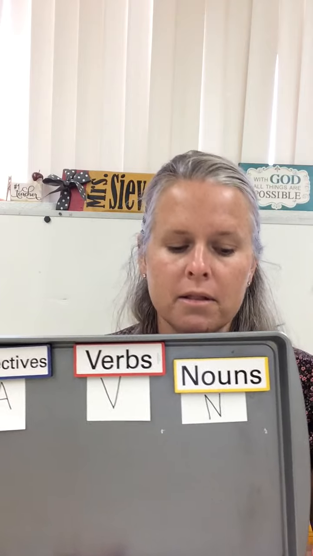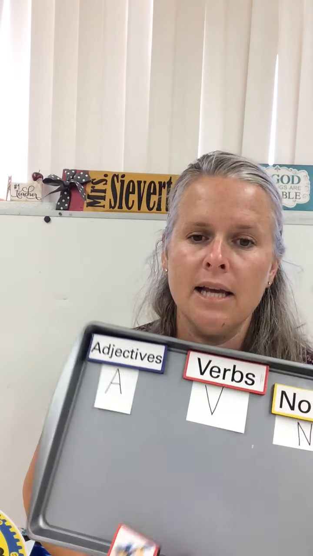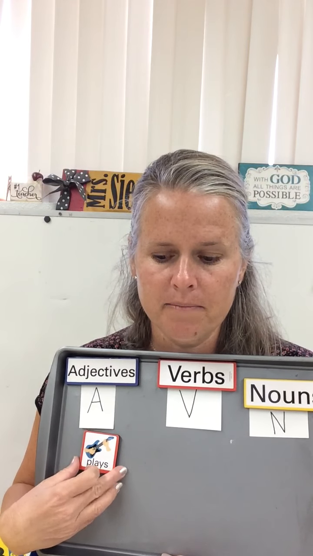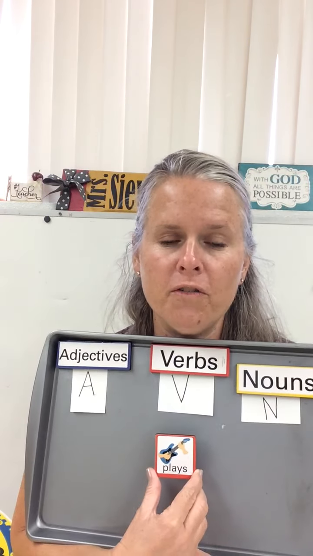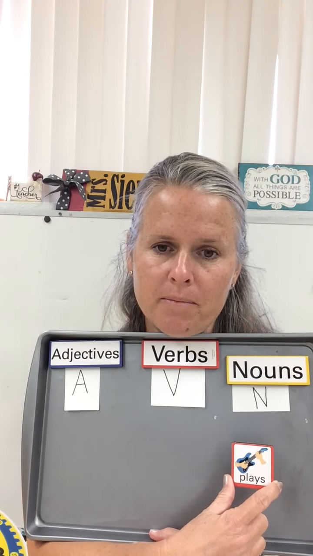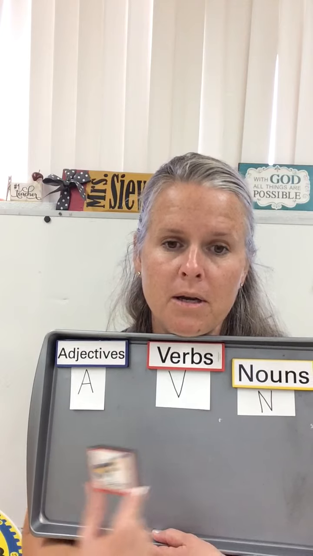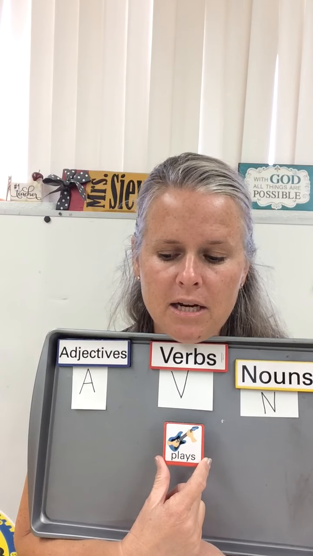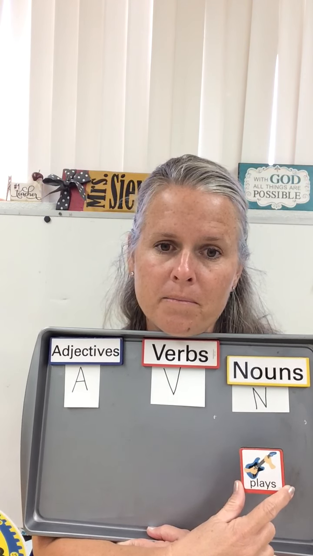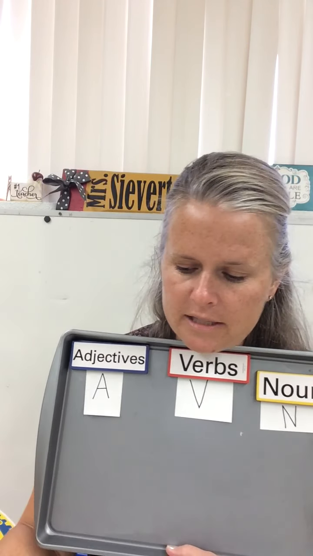We got plays. Is plays A for adjective, which describes? Is it V for verb, something it's doing? Or is it N for noun, person, place, or thing? A is for adjectives. A means it is describing it. V means it's something that you are doing. And N, is it a person, place, or thing? Okay, put your letter. I'm going to put my letter. Ready? Next one.